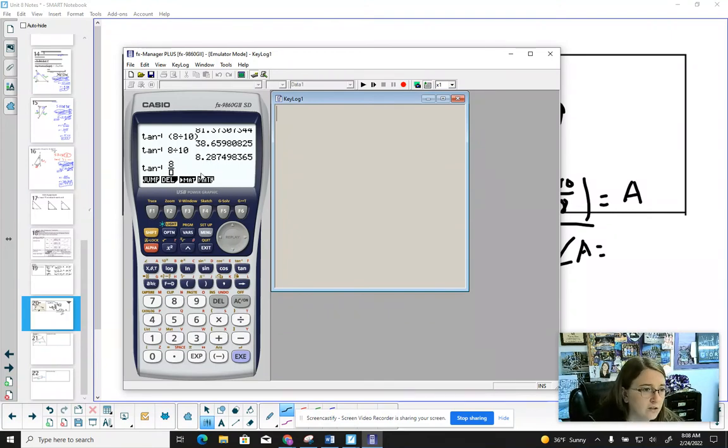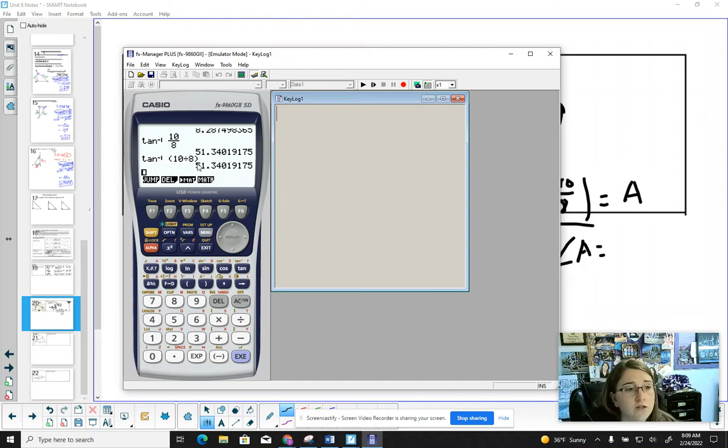Oh, shoot, 10 over 8. Good Lord, I'm wrong anyways. Let's go delete. Delete. 10 over 8. Good Lord. I have to clear this out. There we go, 51. Okay, so shift, tangent, parentheses, 10 divided by 8.